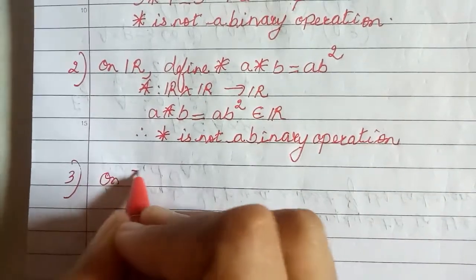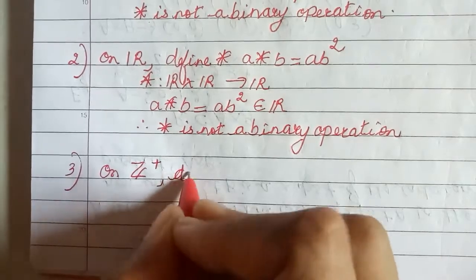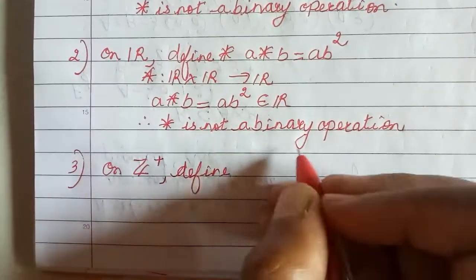Alright children. Now let's go to the third example. Again, I am taking an example on Z plus. On Z plus, I am going to define some operation.